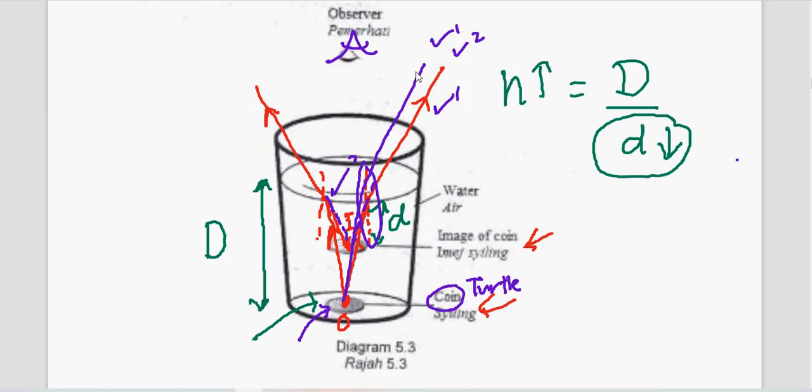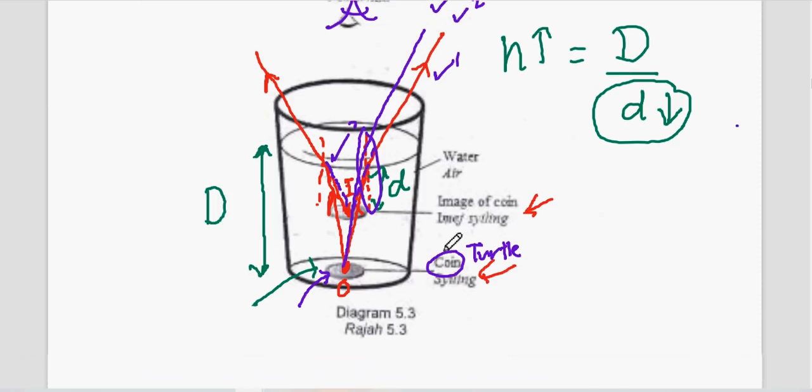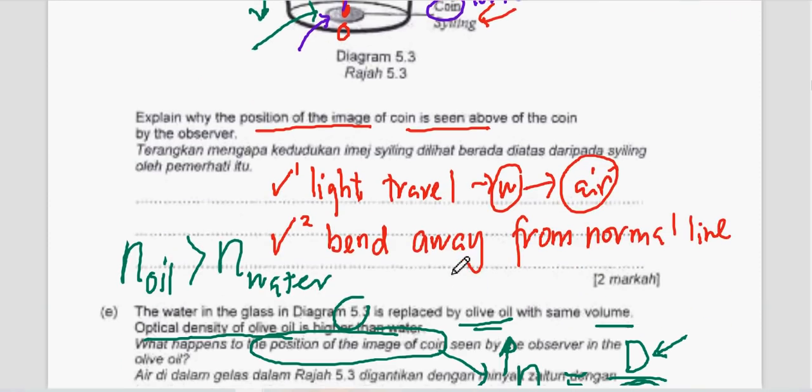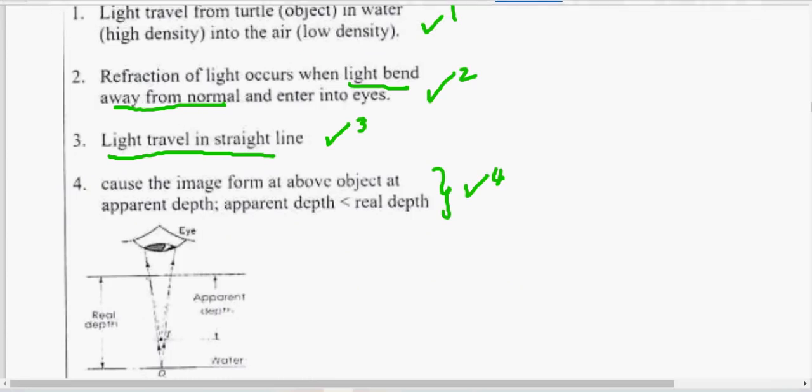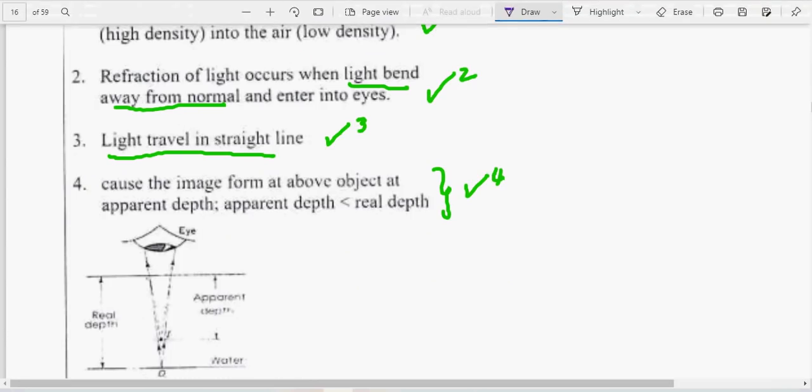And then mark number 4, what is it now? Oh yeah, wait, the teacher also forgot. Mark number 4 is the position. You can see the apparent depth is smaller than the real depth. So the apparent depth is smaller compared to the real depth. That's why you see the image bigger. The object is actually down here, but the image is up here, so the image looks bigger.